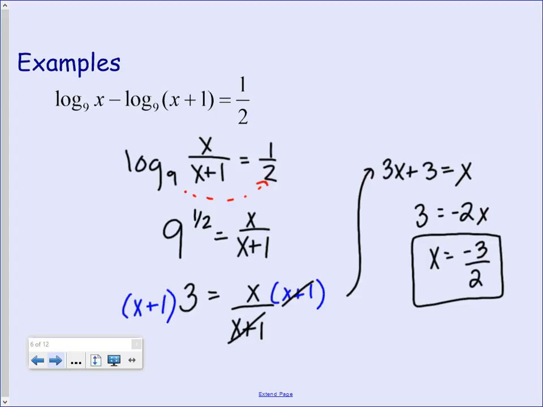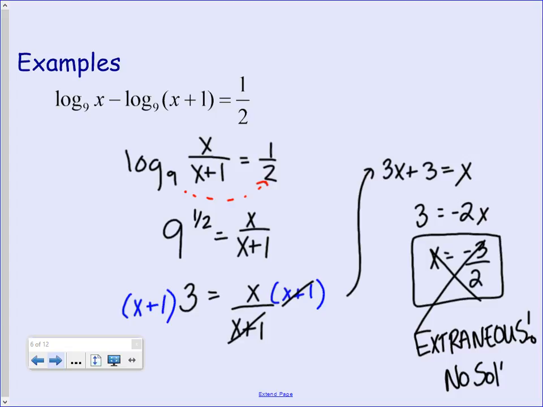So does anybody remember in Algebra 2 what we call those solutions where you did everything right, but the solution doesn't work out? Catherine? Extraneous solution. And so since our only solution turns out to be extraneous, it means we actually have no solution, okay, to this equation.